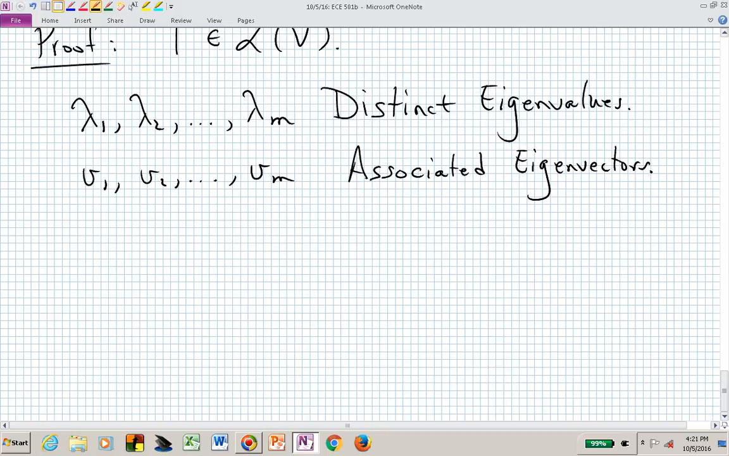So the eigenvector associated with the eigenvalue lambda 1 is v1, etc., up to m. And what the theorem is saying is that if we now collected those vectors, v1 through v sub m, that would form a linearly independent set. It doesn't mean that they are a basis, because we may not have all of our n eigenvalues distinct. But if we have m distinct eigenvalues, then we are assured that the eigenvectors associated with those m are linearly independent.